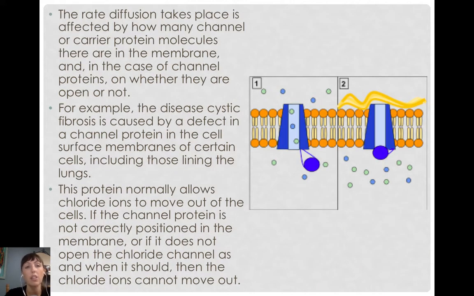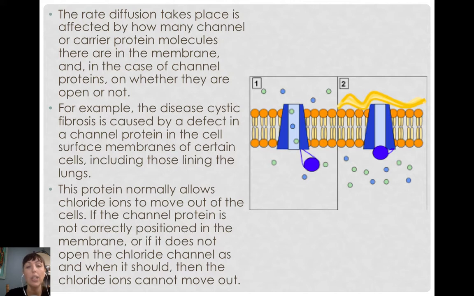Okay, the rate at which diffusion takes place is affected by how many channel or carrier protein molecules there are in a membrane. Of course, you can only diffuse as quickly as there are places to diffuse through, and in the case of channel proteins, on whether they're open or not.